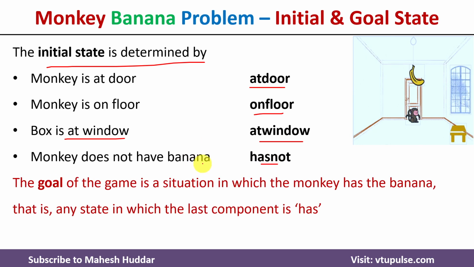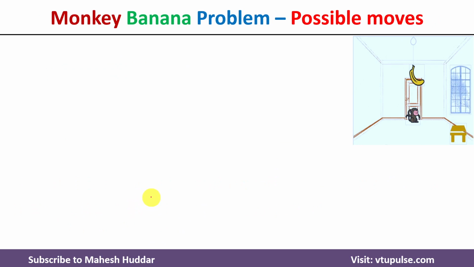But what is the goal state? In the goal state, the monkey may be present anywhere. It may be present at door, at window, or at middle, on floor or on box, and the box may be present at window or at middle. We don't care about it. What is the only thing we want? We want the monkey to get these bananas. That's the reason the goal state is defined like this. The first three components may be anything, but the last component should be has, the monkey should have the banana. So this is how we can define the initial and the goal state in this case.